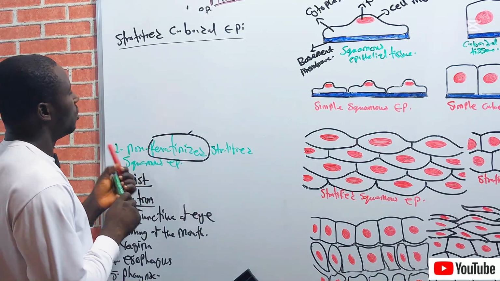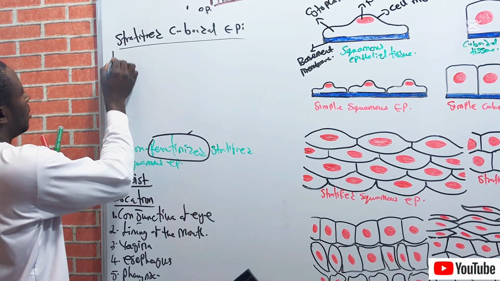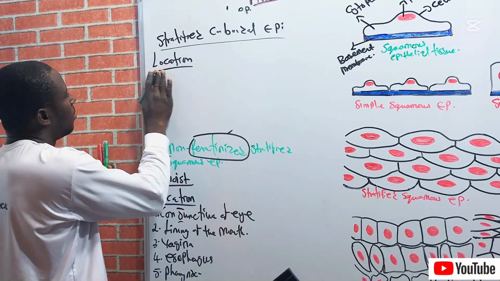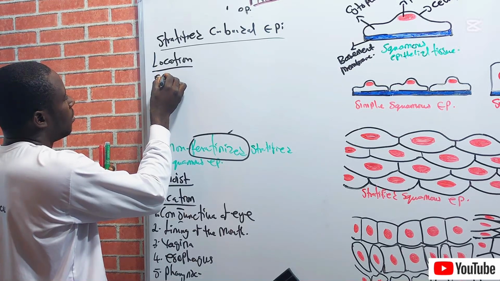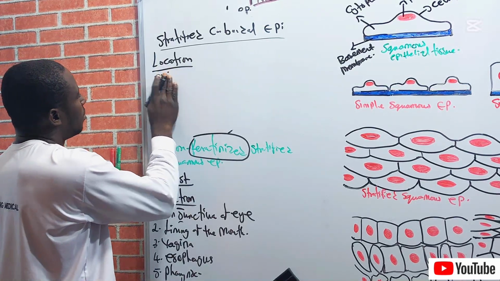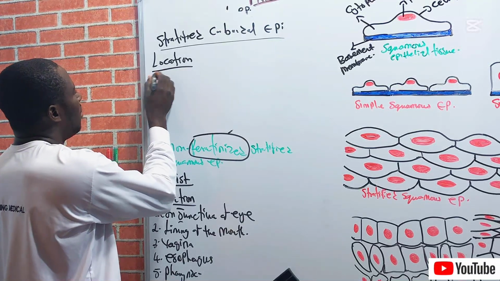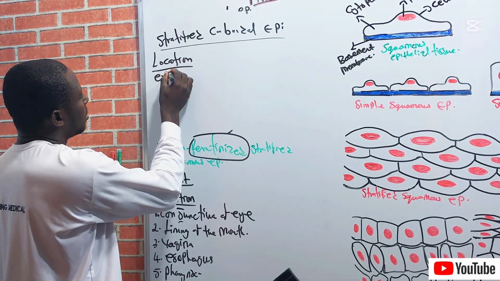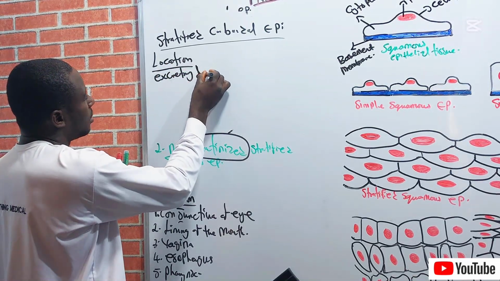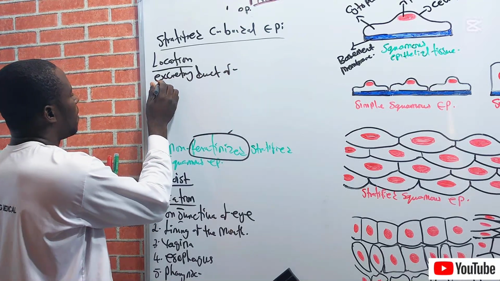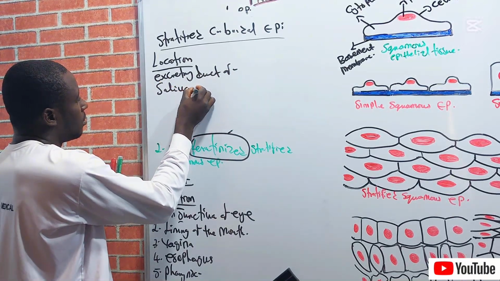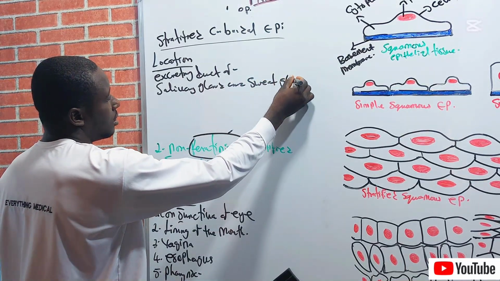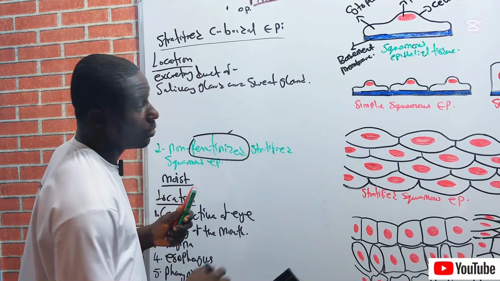That means their location is the excretory duct of the salivary gland and sweat gland. So that is where they are being located.